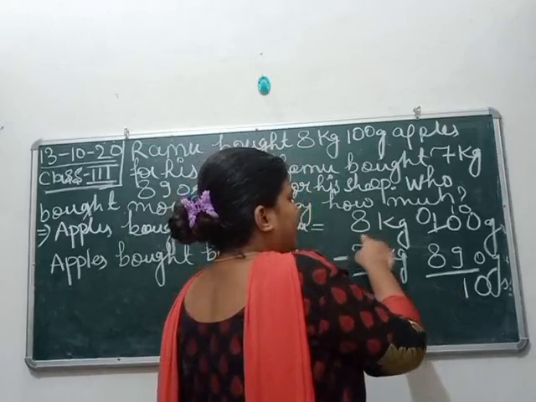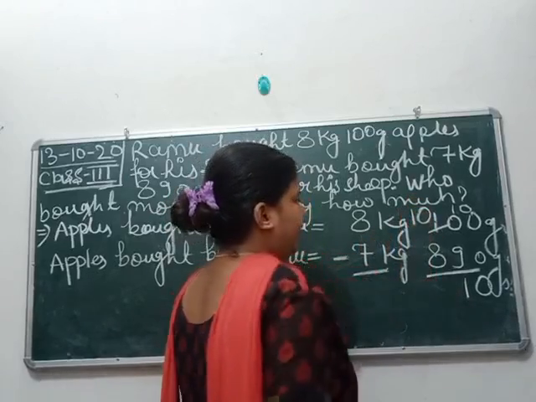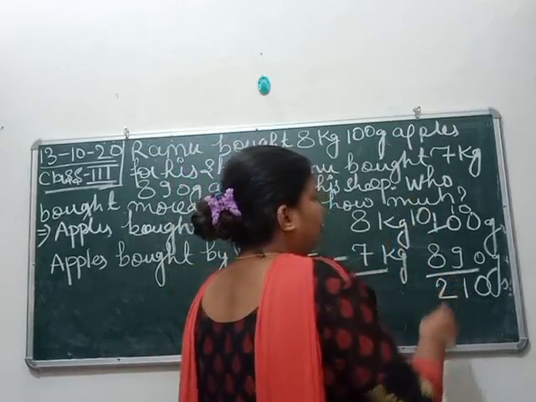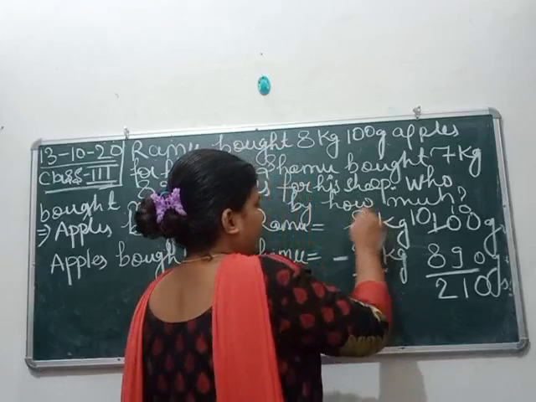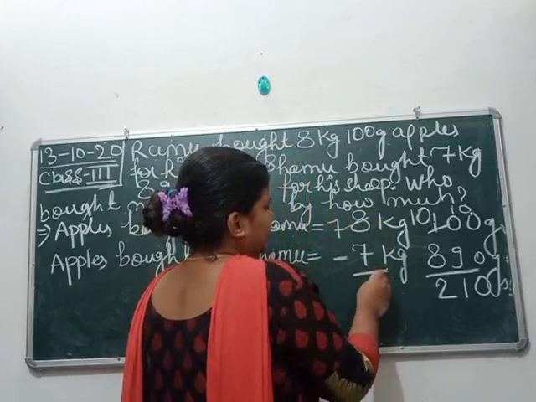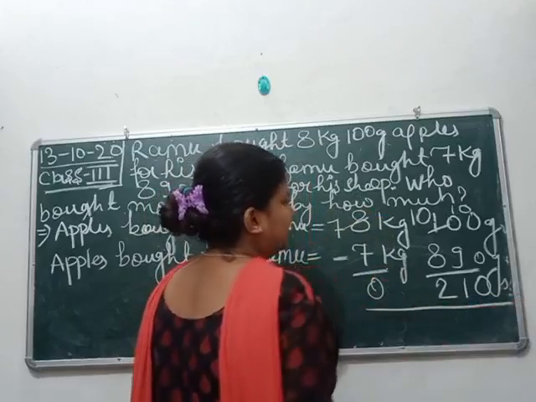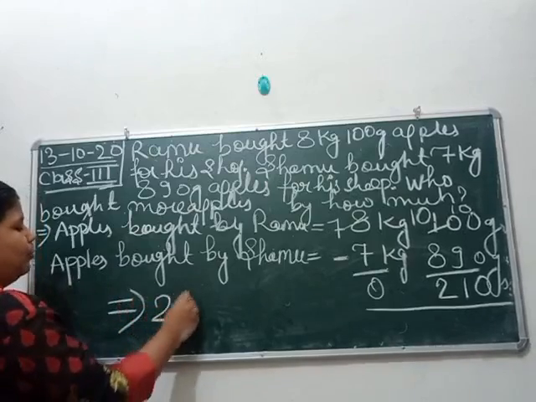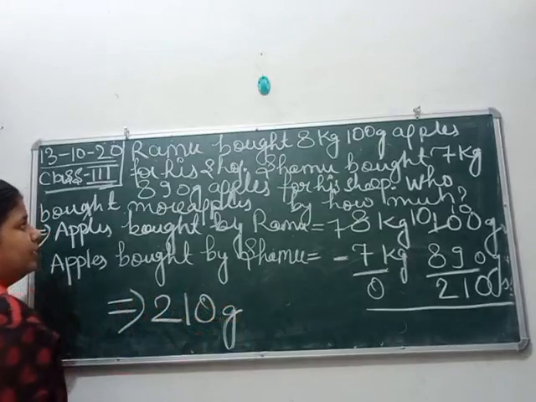This number will take a borrow from here and it will become 10. Now 10 minus 8 you will get 2. And 7 minus 7 you will get 0. So the answer is 210 gram.